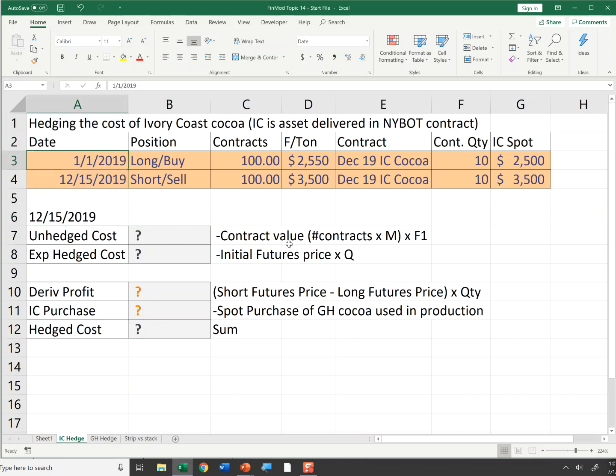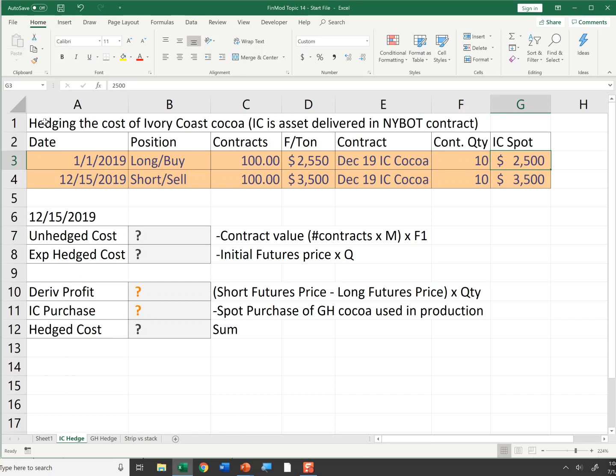On January 1, 2019, Hershey goes long 100 contracts at a futures price of $25.50 per ton. Each contract is for 10 tons, so the 10 is the contract multiplier. One contract is for 10 tons, but they got 100 contracts, which is 1,000 tons. At the time, the spot price of the Ivory Coast cocoa is $2,500. Now, let's just assume that Ivory Coast cocoa is the cheapest to deliver asset for this contract specification.